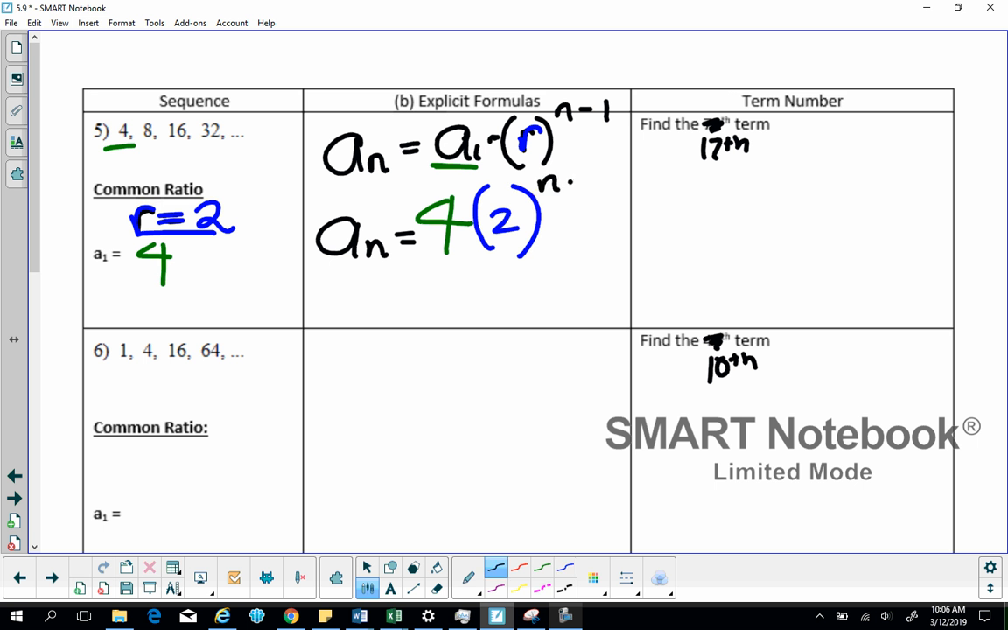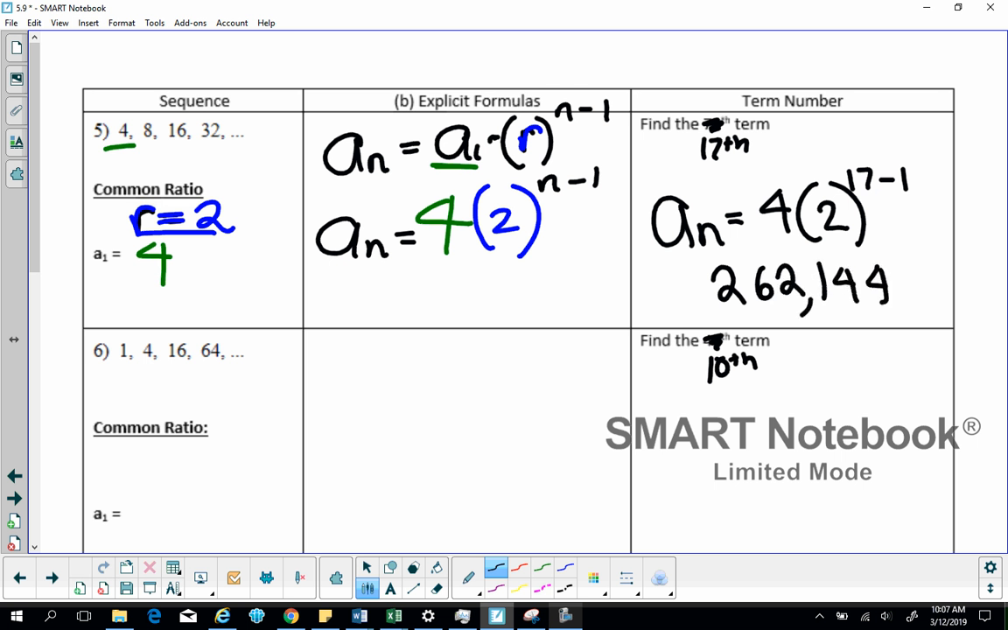the n minus 1. And remember, we give you those formulas, but we're not going to say, hey, it's time to use this explicit formula right here. You're going to need to look at a formula sheet and go, oh yeah, it says explicit, I need to use that formula. If it's looking for the 17th term, all you do is rewrite the equation, but instead of n, what are you going to plug in? What do you get when you put that into your calculator? Yep, you're right. So this is 262,144. Did everyone get that when they plugged it into their calculator?